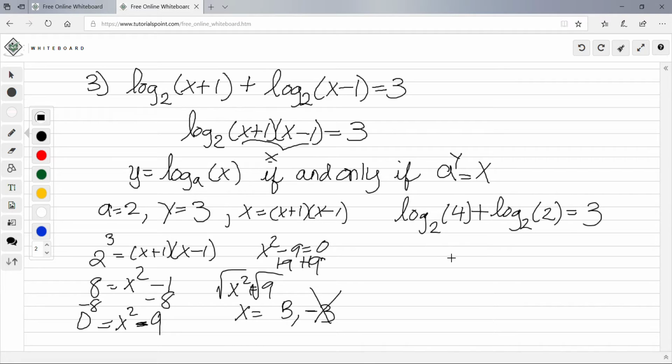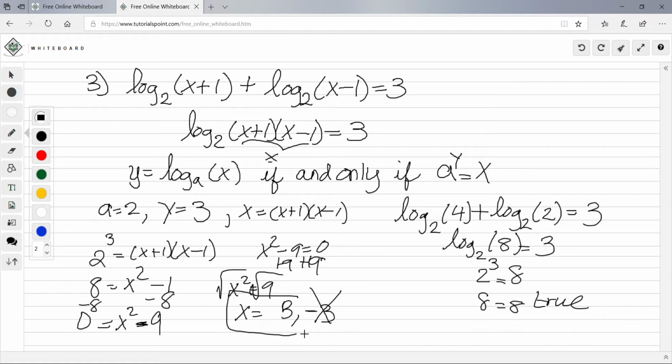Let's simplify the left. So this should be log base 2. And then remember when we're adding, we're really multiplying. So it's 4 times 2 is 8 equals 3. And then we have to put this into this form. So our a is 2 and our y is 3 and our x is 8. So 2 to the 3 is 8 and 8 equals 8. So this is true. So x equals 3. And yeah, that's how you do this. You always have to check. So let's do the next one.